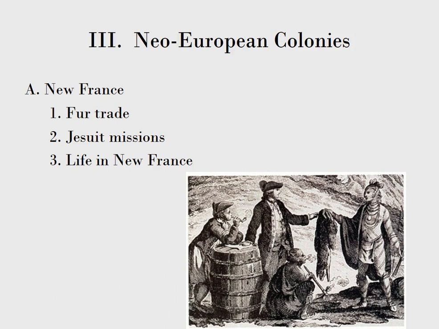Your other colonies, so New France. In the 1530s, Jacques Cartier ventured up the St. Lawrence River and claimed it for France. In 1608, Samuel de Champlain founded the fur trading post of Quebec up in Canada. The French traded manufactured goods and guns to Native Americans in the region for beaver pelts and other furs which were popular in Europe. So the French are going to have a different type of relationship with the natives than the English do.